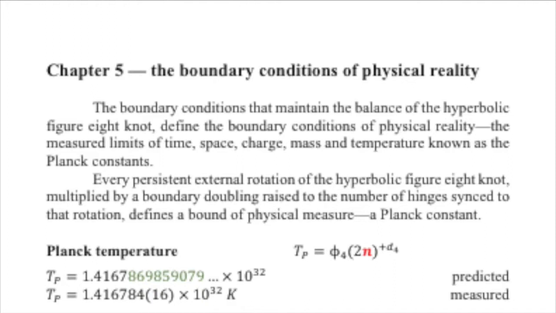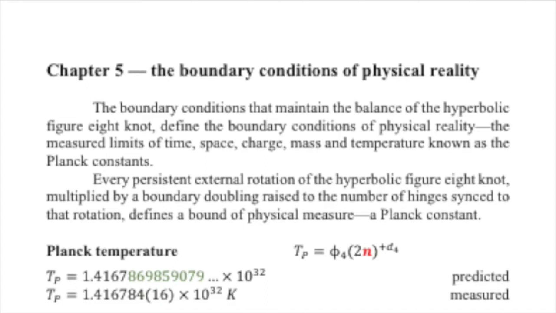Chapter 5, the boundary conditions of physical reality. The boundary conditions that maintain the balance of the hyperbolic figure eight knot define the boundary conditions of physical reality. The measured limits of time, space, charge, mass, and temperature, known as the Planck constants. And I mean this directly and literally.